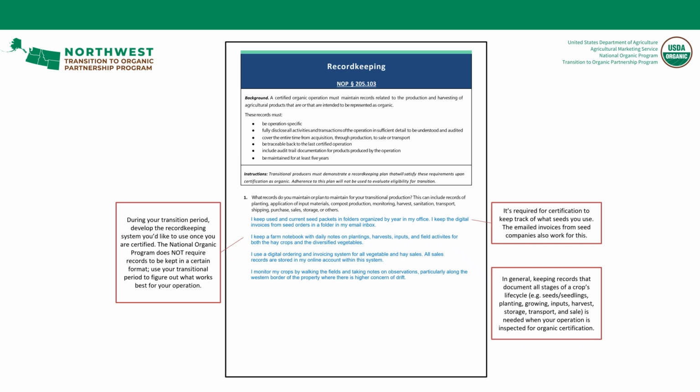On this page of the TPP, note the records that you already keep and the ones you plan to keep during your transition. Once you are certified, you will need to document seeds and seedlings, planting information, input applications, harvest records, and sales records. Record keeping is required for organic certification to ensure transparency and traceability within an operation. A good record keeping system makes up the backbone of a certified organic operation.